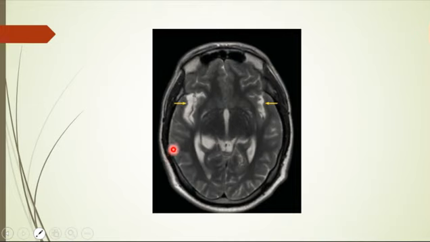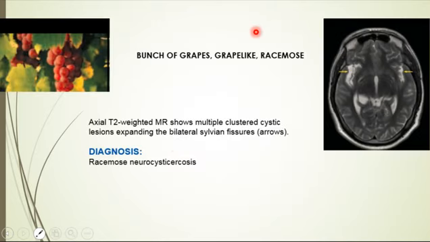This is the first time I see it. Good. I hope it will be the last. Okay, this is bilateral, exactly. What's called bunch of grapes, grape-like or racemose pattern. It occurs in racemose neurocysticercosis. Okay, there are multiple clustered cystic lesions expanding bilateral Sylvian fissures.